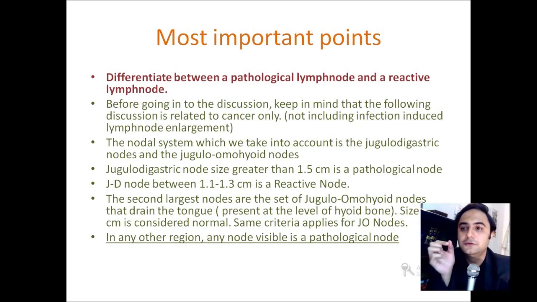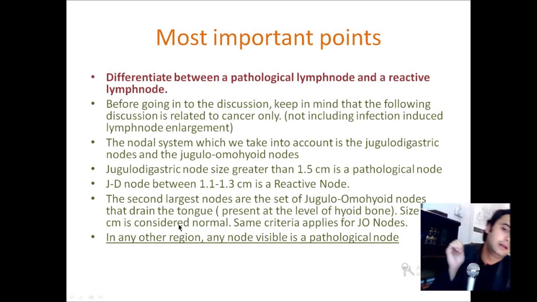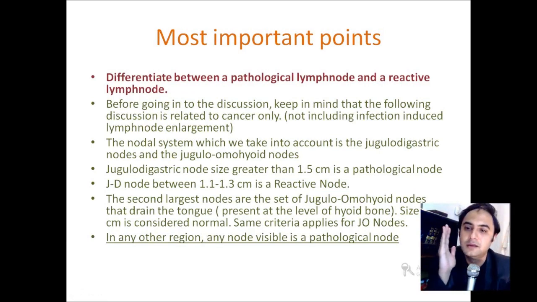However, if it is present between 1.1 to 1.3 centimeter, then it is called a reactive node. It may be pathological, it may be reactive. The second largest group is the jugulo-omohyoid that drains the tongue, and the normal size is 1 centimeter, considered to be normal in size. The same criteria applies to the other nodes.